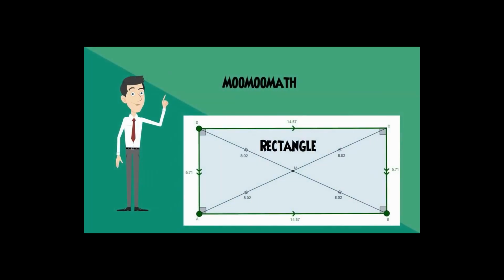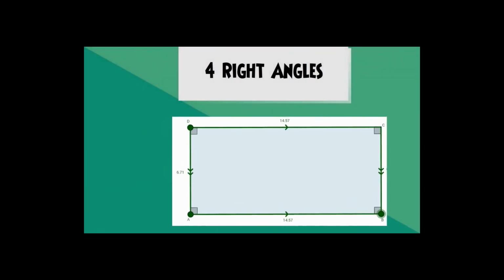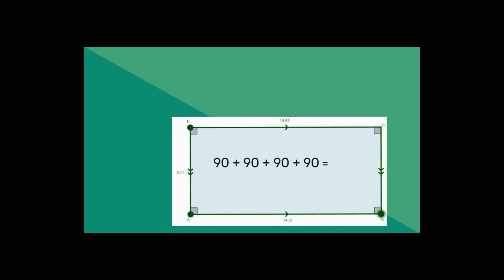Hello, welcome to Moo Moo Math. In this video, I'd like to talk about the properties of a rectangle. A rectangle is part of the quadrilateral family, which means it is a plane shape with 4 sides. In addition, it has several other properties. A rectangle is a 4-sided polygon with opposite sides being parallel. In addition, a rectangle has 4 right angles, and the sum of these interior angles adds to 360 degrees.